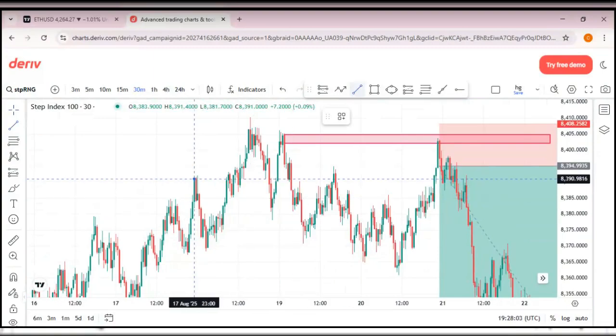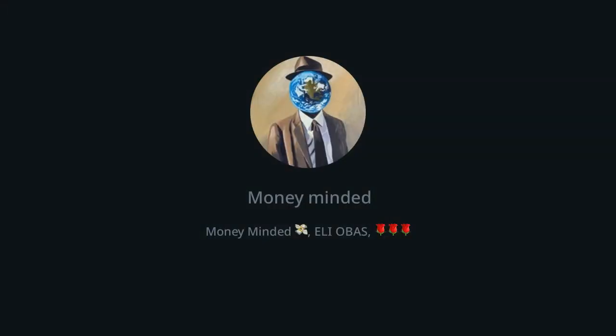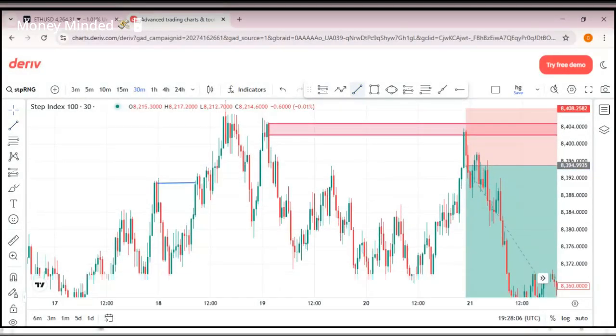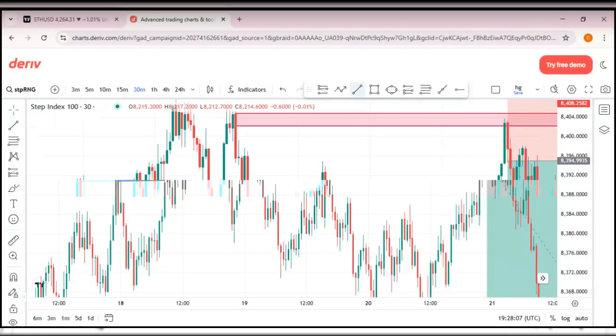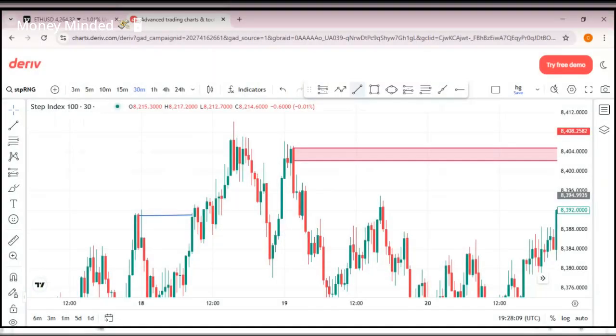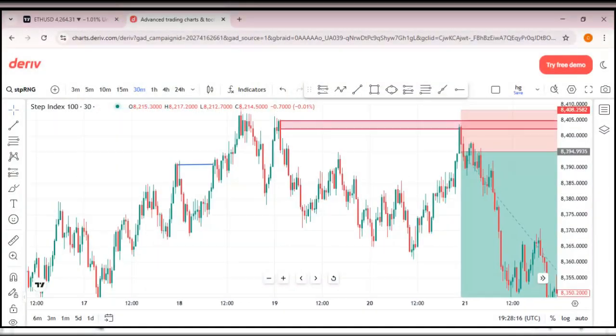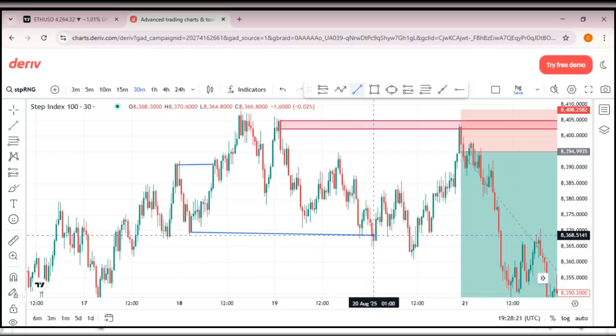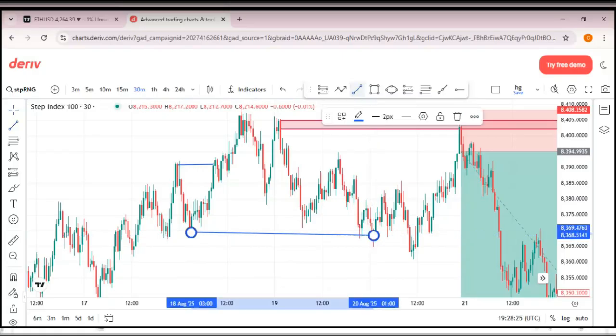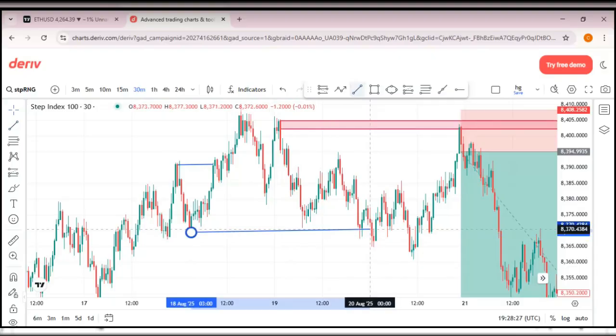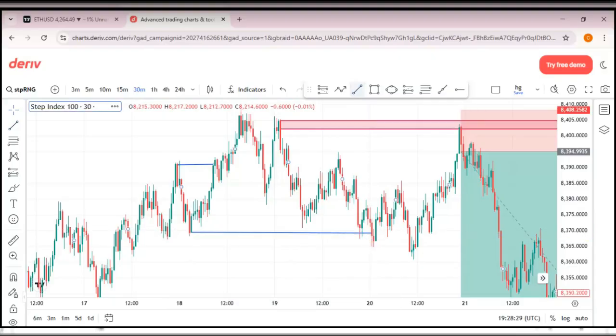This is our break of structure here. Let me zoom it properly. This now is our break of structure. This is our market structure shift. This downside here is our market structure shift. The moment price traded below this protected low, that became the market structure shift. So this now is our structural liquidity.